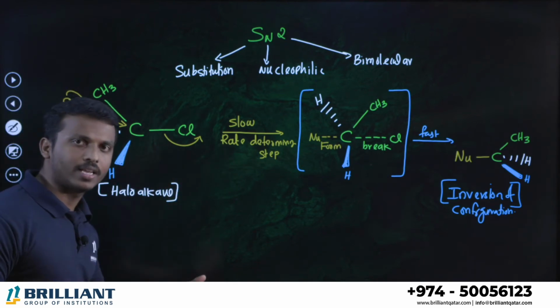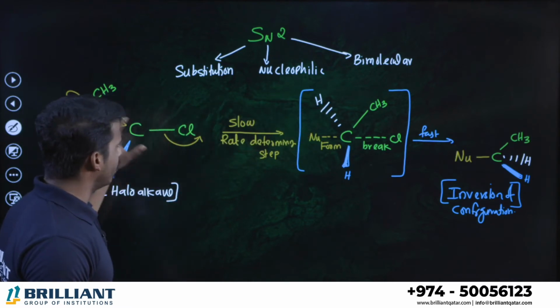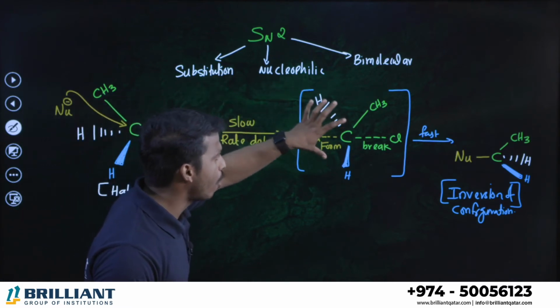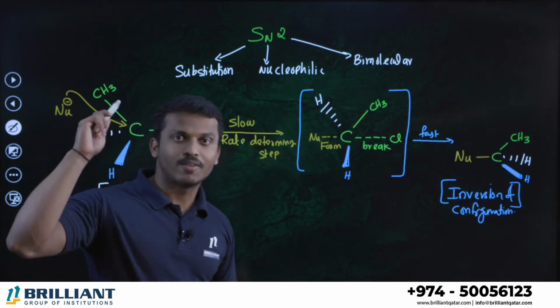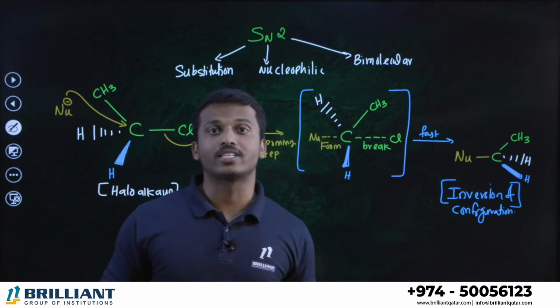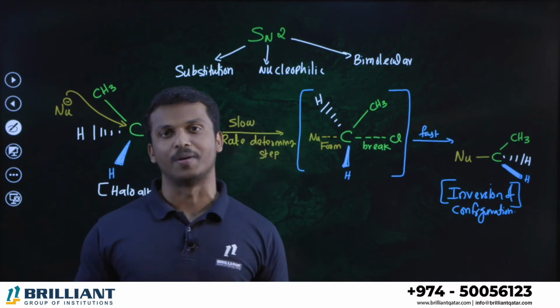In SN1 mechanism, we studied the first step, the forming intermediate. What is the structure? Do you remember? In the SN1 mechanism, the intermediate formed was a carbocation with trigonal planar geometry.